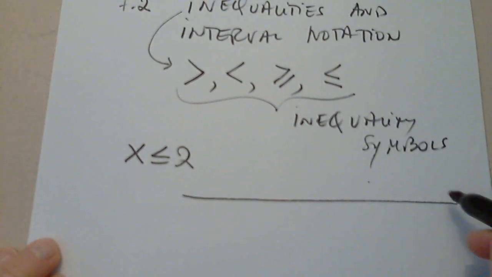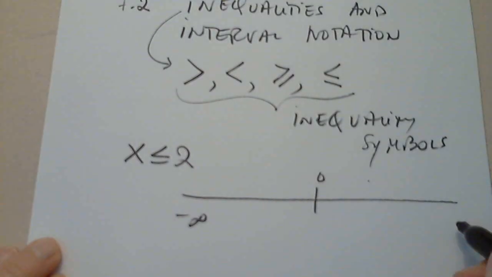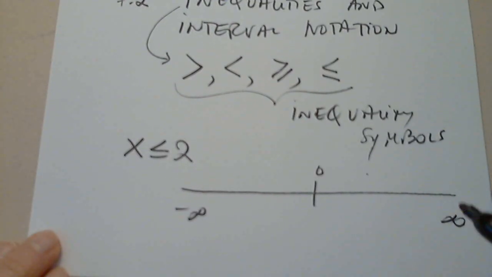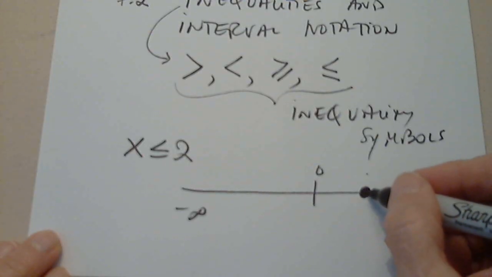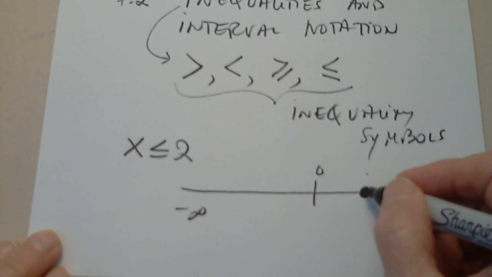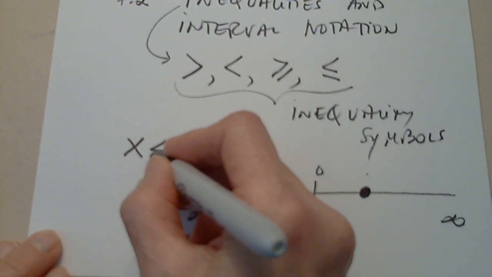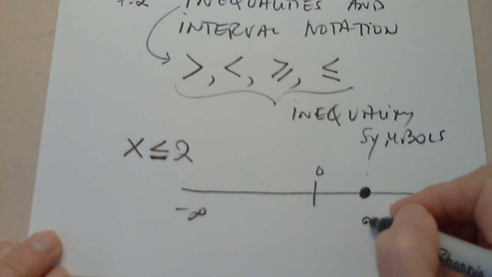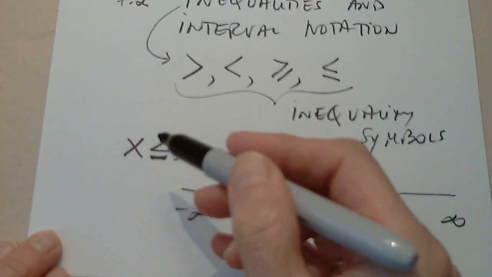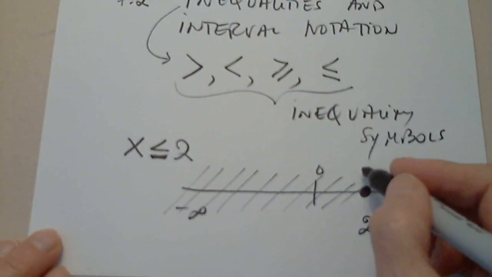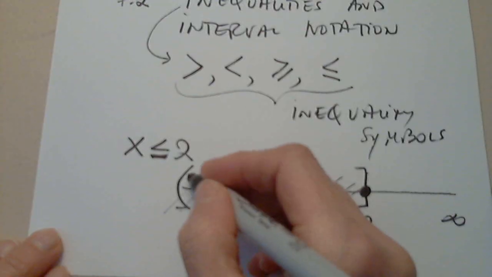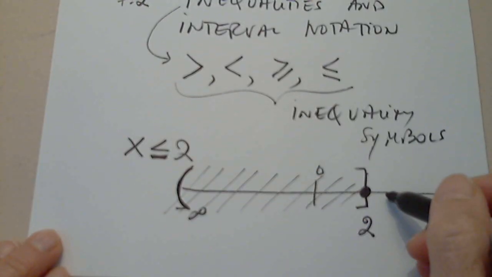On the real line, negative infinity to infinity, 2 is somewhere here. I will put it as a full point. Why am I plotting it as a full point? Because of the equal symbol. And this is 2. X less than or equal to 2 means everything from negative infinity to 2.